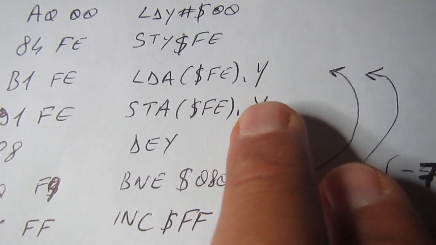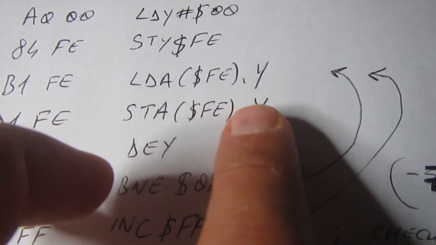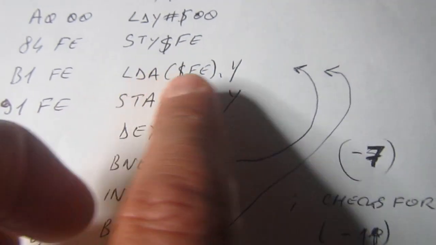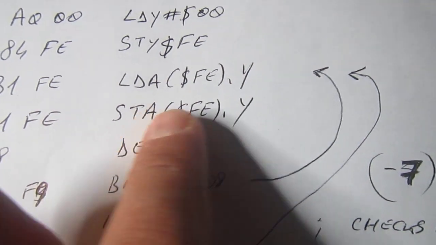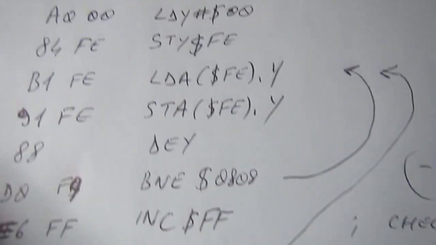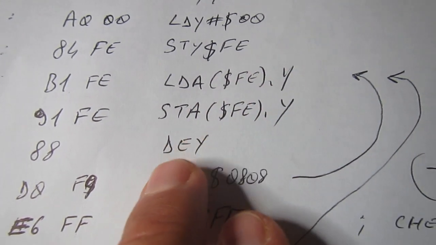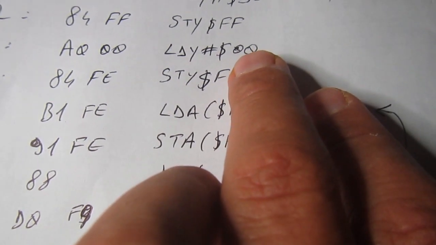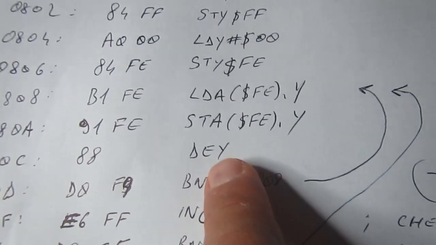But since we have seen that we can read from ROM and write to RAM, this load accumulator will pick up a value from the ROM, and this store instruction will store the same value to the RAM at the same address. So far so good. So after doing this, we decrement the Y register. Since we start at 0, it now rolls over and becomes FF.